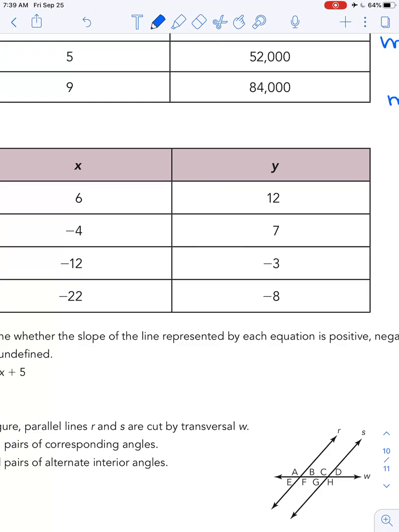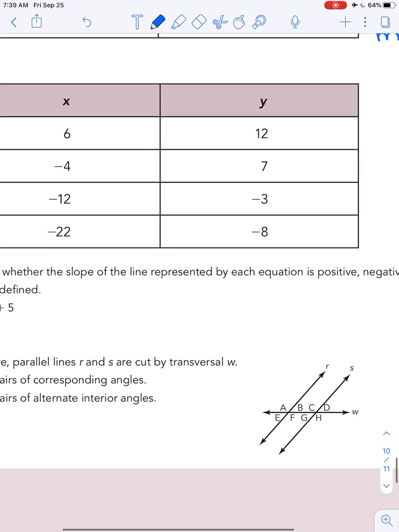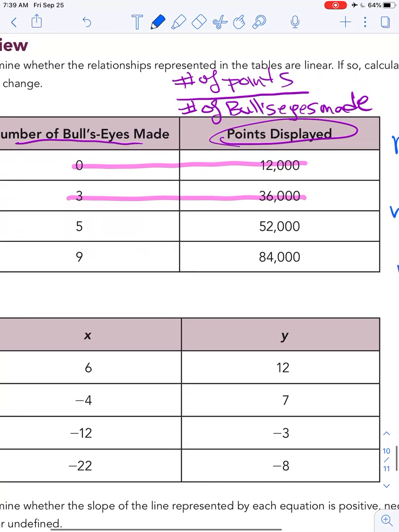Now this one, was this proportional? No, it was not proportional. It is linear though. On this one, how did I know it was linear? Should have checked that, shouldn't I have? That was really bad of me. I did not check. So let's see what it goes up by. This goes up by 24,000.